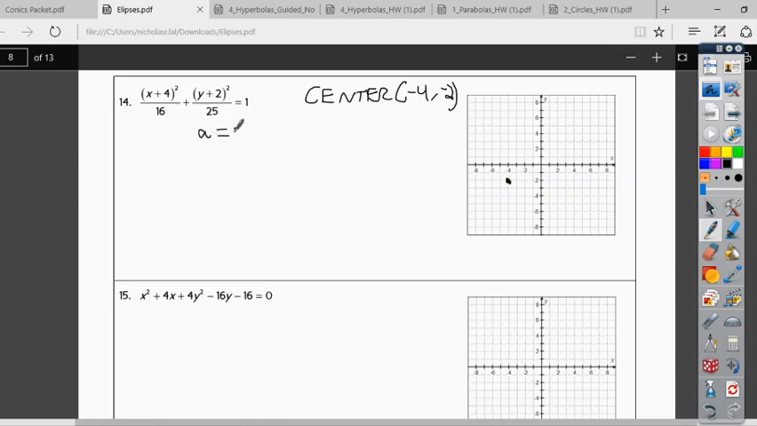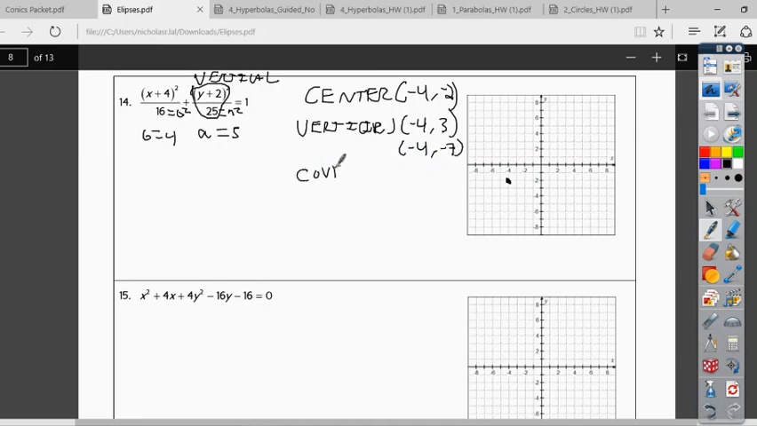A equals 5. This is equal to a squared. This is equal to b squared. B is equal to 4. Alright, vertices. Remember, this is a vertical ellipse. This is the larger, 25 is larger, so this is vertical. Alright, so our vertices are going to be at negative 4, negative 2 plus 5 is 3, and negative 4, negative 2 minus 5 is negative 7.